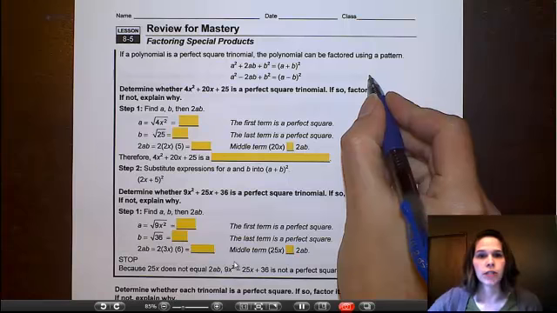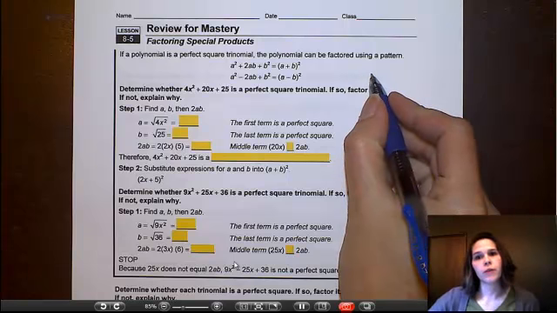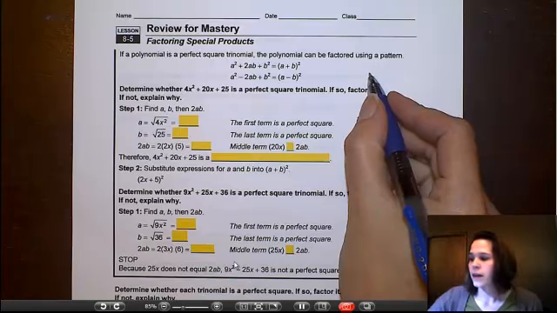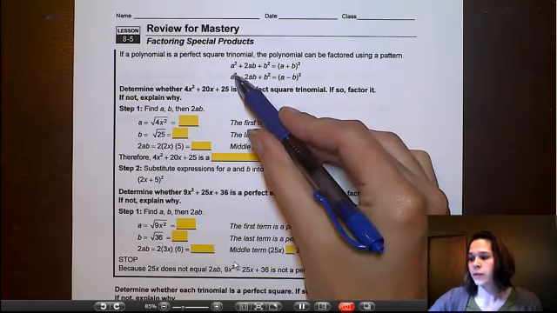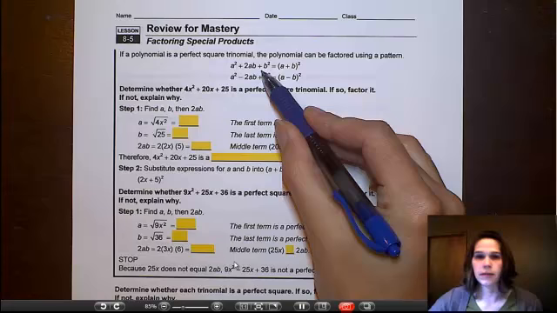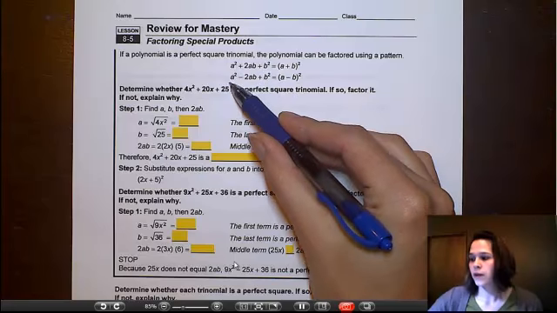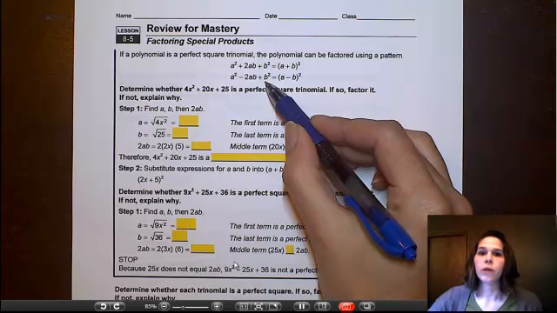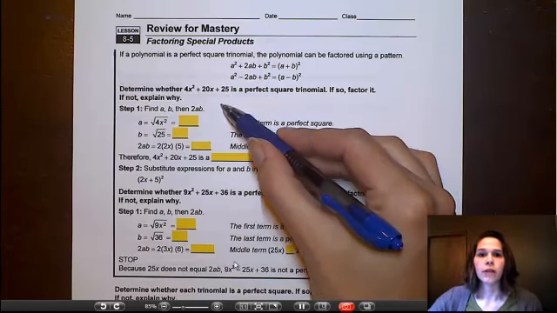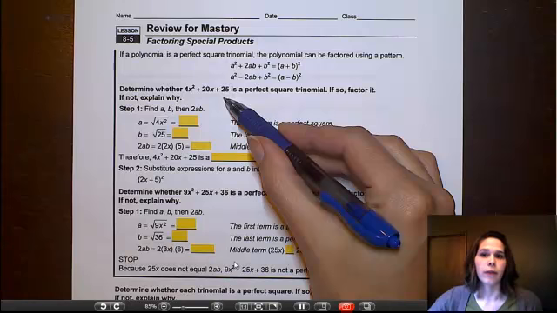If you take a look at your worksheets, we have our perfect square trinomials, and they fit two patterns, a plus b squared and a minus b squared. When we foiled those, it fit the pattern of a squared plus 2ab plus b squared, or a squared minus 2ab plus b squared. So all we're going to do is take trinomials and see if they fit that special pattern. Let's go through the first example.